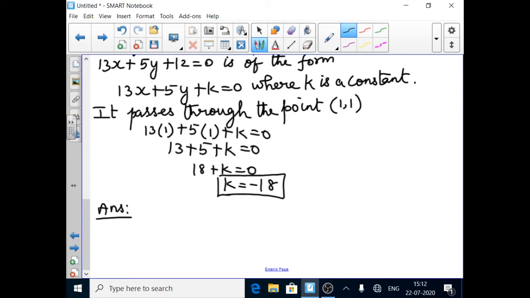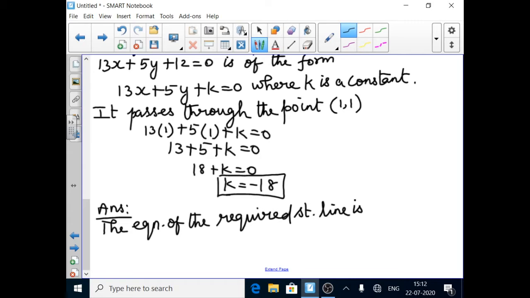The question is to find the equation of the straight line. So the equation of the required straight line is, write the answer: the required straight line is 13x plus 5y minus 18 equal to 0.